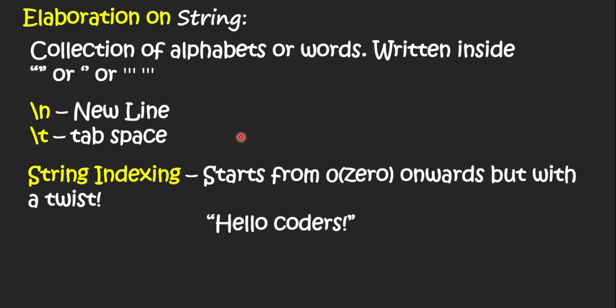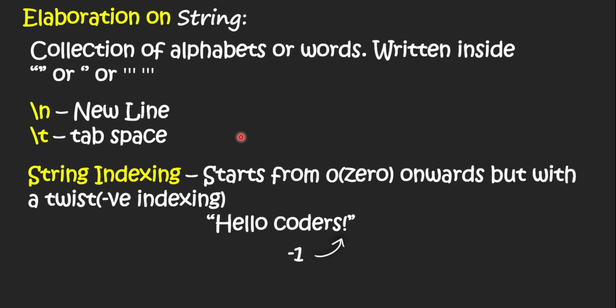So h is going to be index 0. All right, this h is at index position 0, and e is going to have an index position of 1. L is going to have index position 2. Next L is 3. O is 4. This space is going to have an index position of 5. If there were 2 spaces, there would have been 2 index positions, but for now there is just 1 space, so 5. And C has an index position 6, and so on till the exclamation mark, which is index position 12.